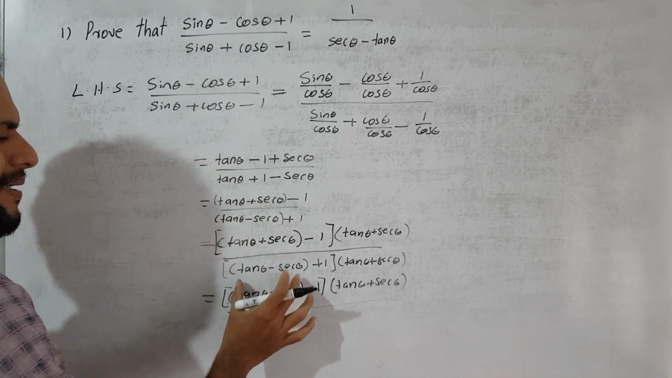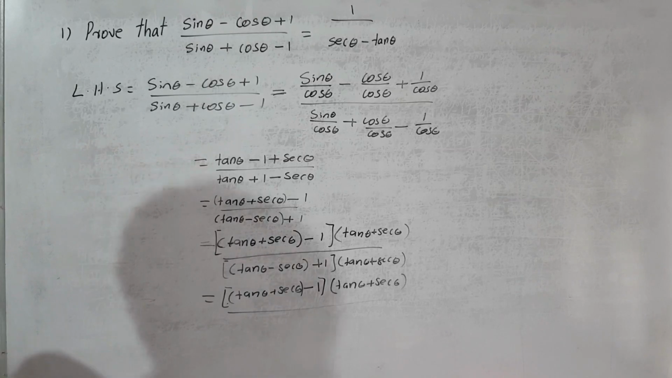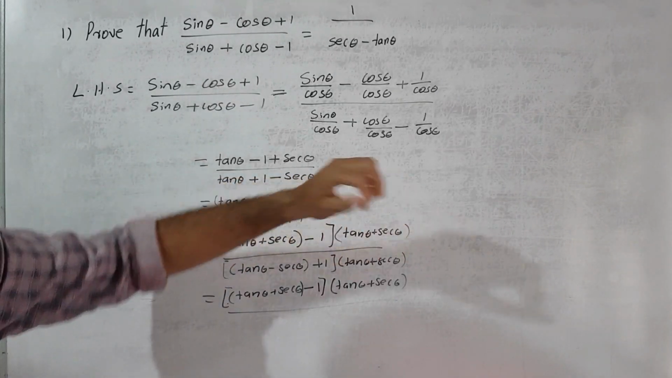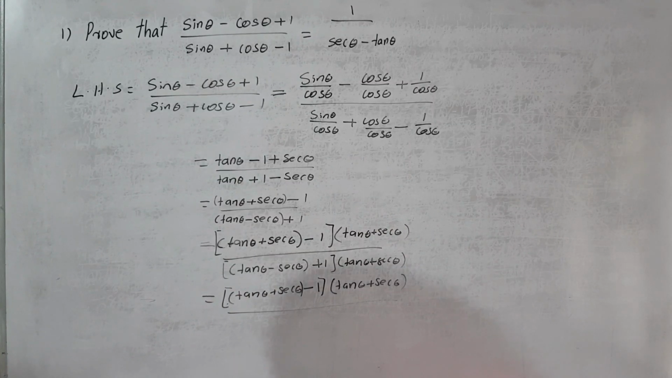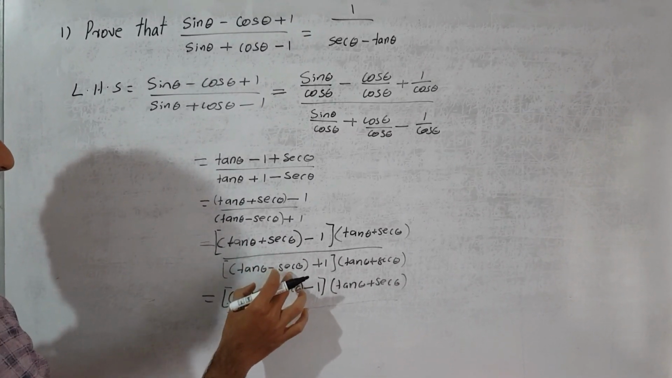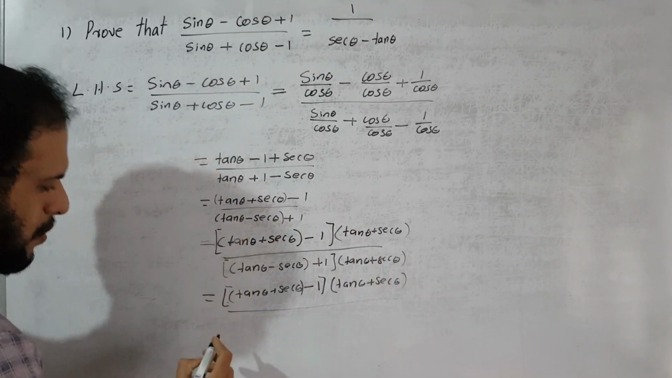If we multiply tan theta minus sec theta and tan theta plus sec theta, what is that form? This one is in the form of a minus b into a plus b. What is a minus b into a plus b? Yes, it is a square minus b square. Correct, a square minus b square. Then how do we write? Tan theta minus sec theta into tan theta plus sec theta is equal to a square.